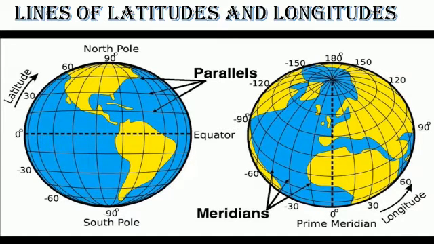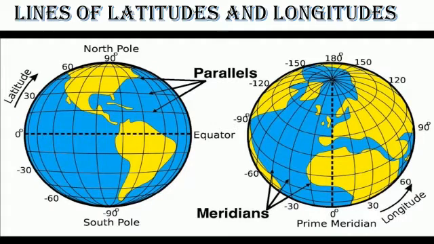So students, our next topic is the lines of latitude and longitude. As we all know, on our globe there are various lines which form a network known as a grid. So let's talk about these lines. The horizontal lines from east to west are known as latitudes. These latitudes are parallel to one another, thus they are known as parallels. Equator is the longest latitude.